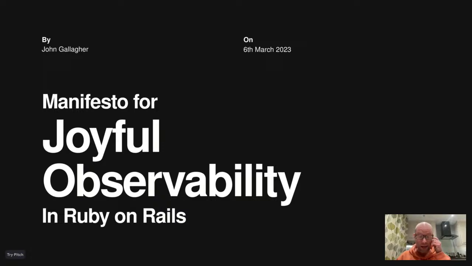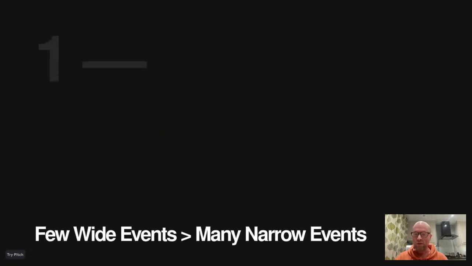And so I'm here today to tell you about some ideas that I have evolved over the last 2.5 years to help with this. Let's get going. So the first one is we should have a few wide events rather than many narrow events. What do I mean by this? I mean that we should have very few events, call them logs if you wish, call them traces if you wish, that are extremely rich with data.